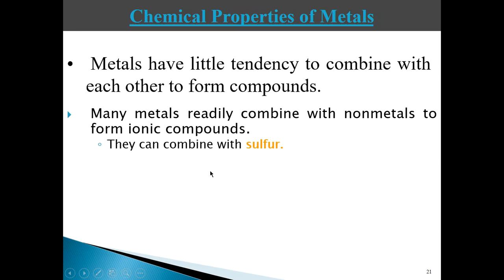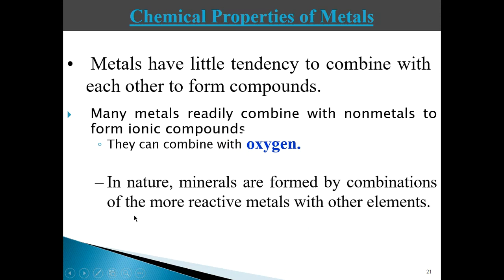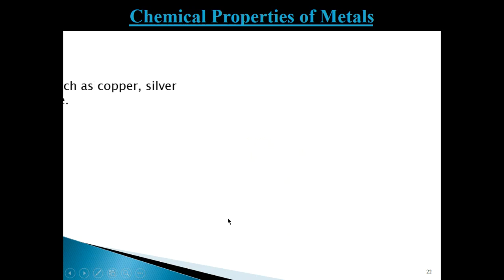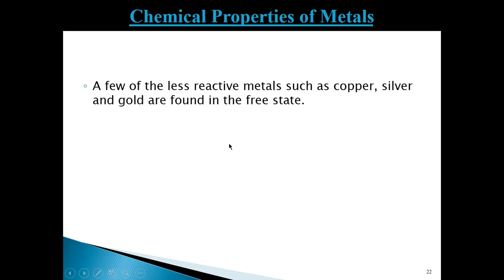So you'll find metals reacting with elements such as sulfur, chlorine, and oxygen, all right? So that's basically how metals tend to behave. And in fact, in nature, a lot of the more reactive metals you'll find in the form where they're combined with other non-metallic elements, all right? Some other chemical properties of metals.